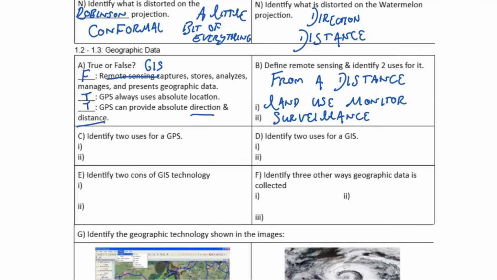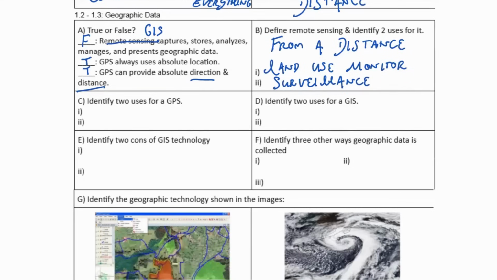And then identify two uses for a GPS. So this is where we go into using our absolute location, our absolute direction, and our absolute distance. And so traveling is a popular one, traveling from one place to another. I certainly use my GPS a lot in my car. And then another one is locating people in need. So just location of people. EMS services will use this to get to houses for help. House arrest, if you have an ankle bracelet, that uses a GPS as well.